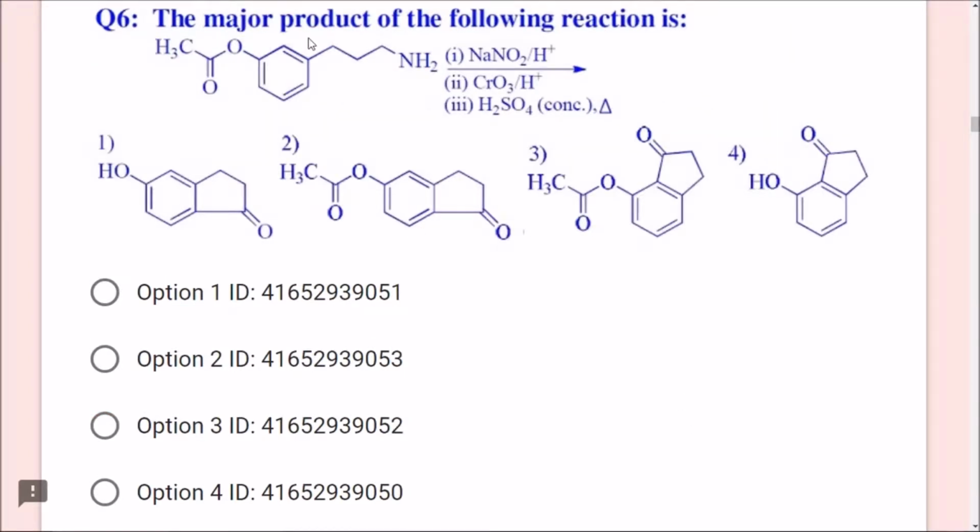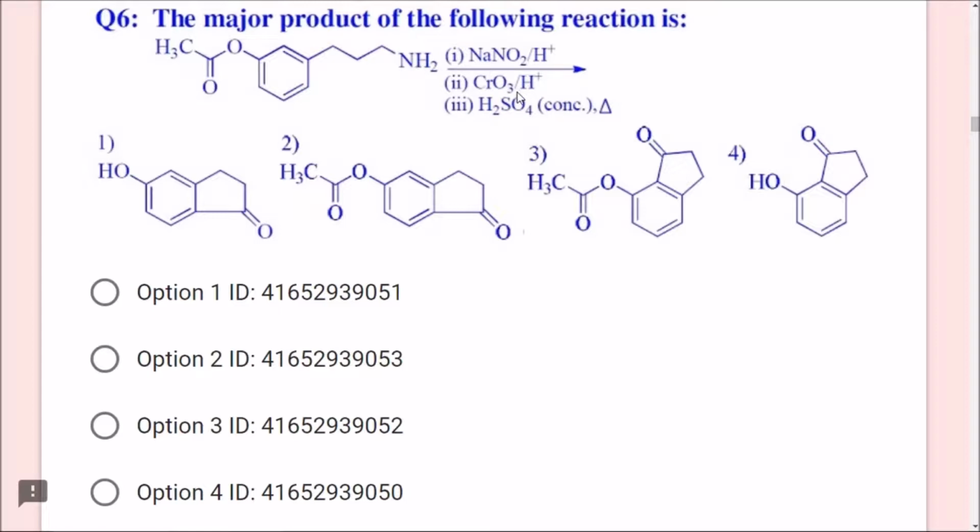Next, question number 6. The major product of the following reaction is, what is the starting material? Yes friends, acetyl group is there, and 1 2 3, yes, 3 carbon, amine is there. What is the reaction first step? Sodium nitrite plus H plus. It is nothing but diazotization reaction. What is going to form? During diazotization reaction, this amine is going to give diazonium chloride, then upon H plus hydrolysis, it is going to give OH.